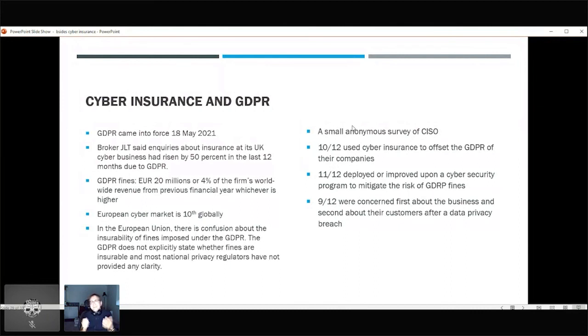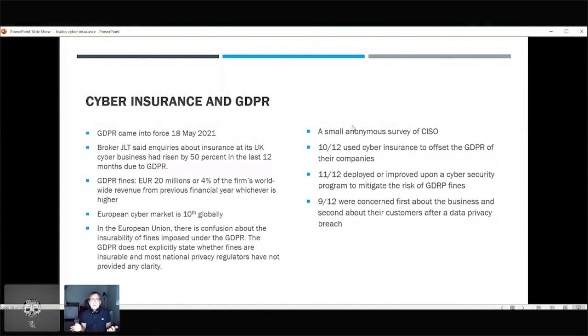And currently in the European Union, I read a lot of documents. It's kind of a gray area, so it depends on the wording. Most insurance providers do offer coverage for GDPR liabilities, right? And they did a small survey with 12 CISOs. And unfortunately, most of them do use cyber insurance to offset their GDPR risk. I wouldn't say they don't comply with GDPR, but they don't put too much effort into developing a specific cybersecurity program to protect from a GDPR type of breach, right? From a privacy breach.